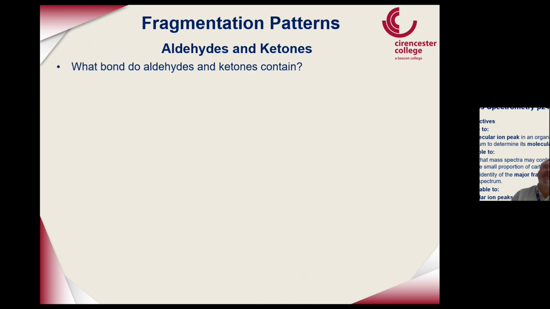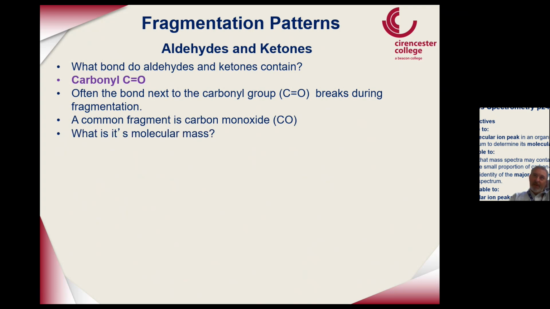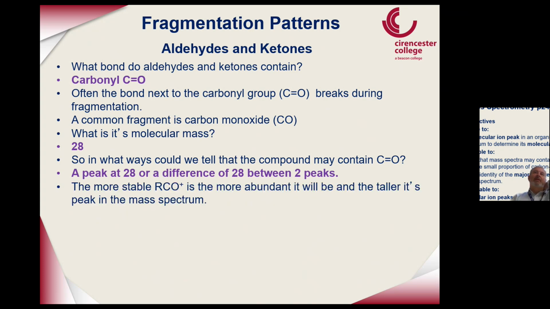Some fragmentation: aldehydes and ketones contain the carbonyl, and often the bond next to the carbonyl breaks during fragmentation. So a common fragment could be carbon monoxide. Its mass is 28, so you'd see a fragment of 28, or a difference of 28 between fragments. You can either have a peak of 28 or a difference of 28 between two peaks. The more stable the RCO+ is, R being the rest of the molecule, the more abundant it is, and the taller its spectrum peak.